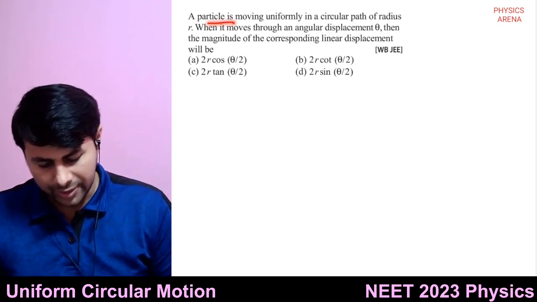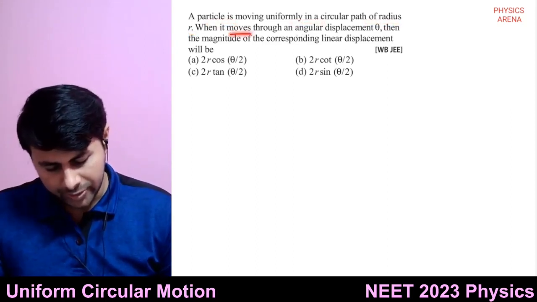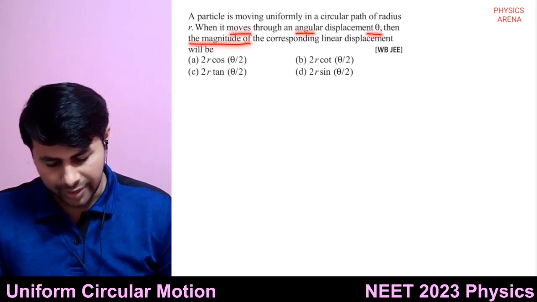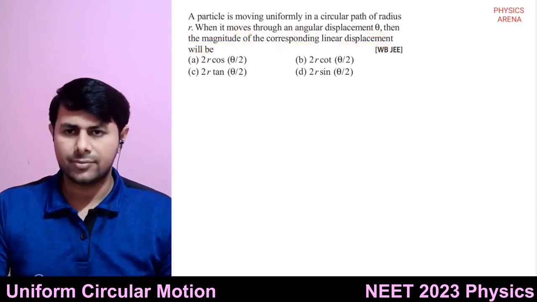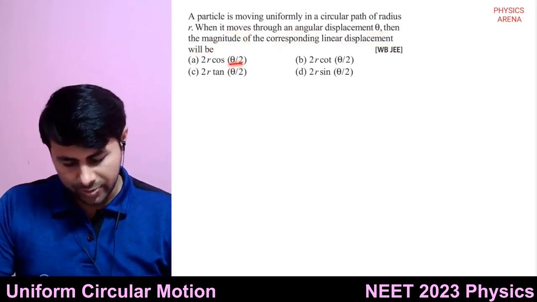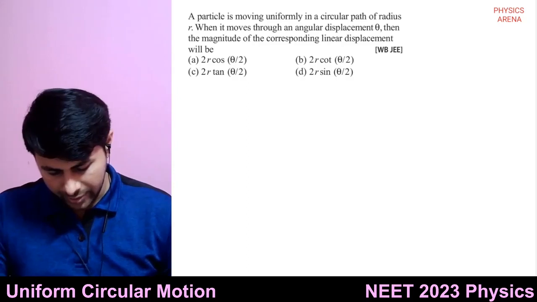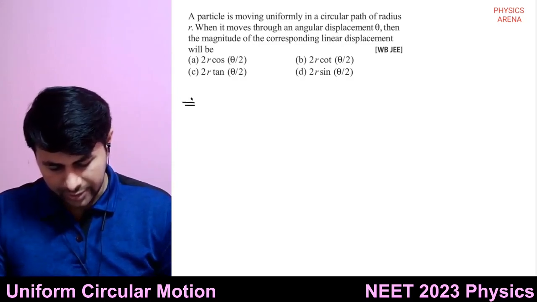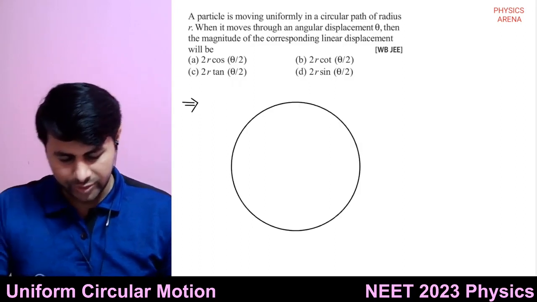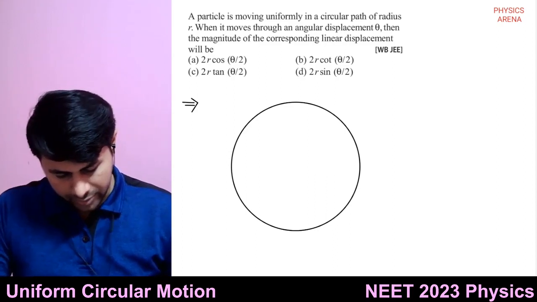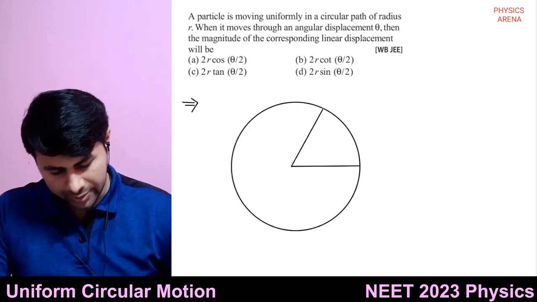Okay, so a particle is moving uniformly in a circular path of radius r. When it moves through an angular displacement theta, then the magnitude of corresponding linear displacement will be. And all the options are in terms of theta by 2. Okay, so let's see this one. So our object moves with an angle of theta. So initially the object is here and it moves through angle theta.